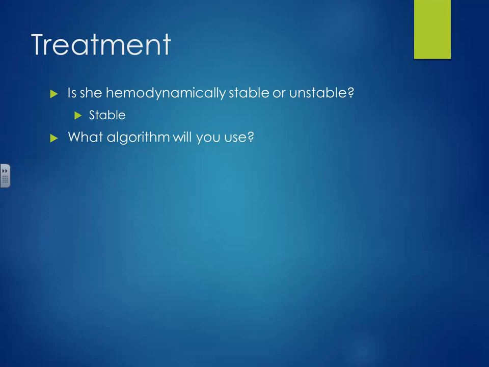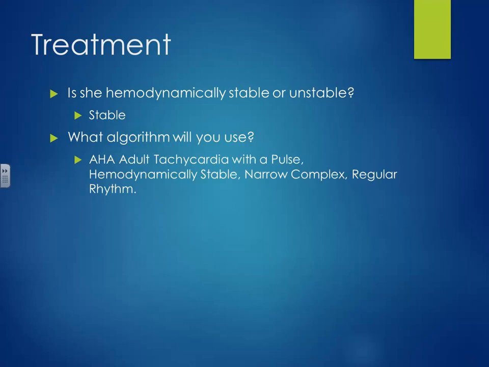Tachycardia with a pulse. But we're also going to have to identify stable, narrow complex, regular, because there's a couple of tachycardias in there you have to identify. All right? So number 1, do you think her signs and symptoms are coming from the tachycardia? Yes. Number 2, she's stable? Yes. Number 3, narrow or wide complex? Narrow complex. Stable, narrow complex.